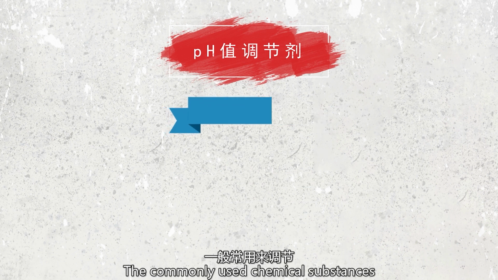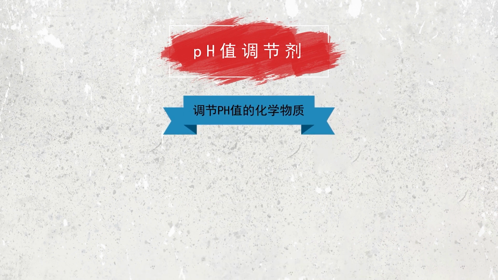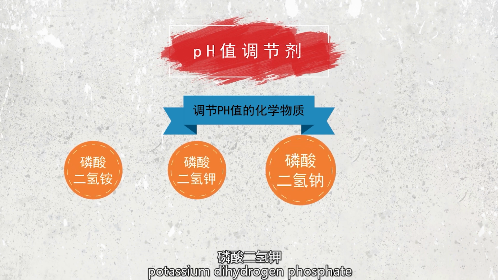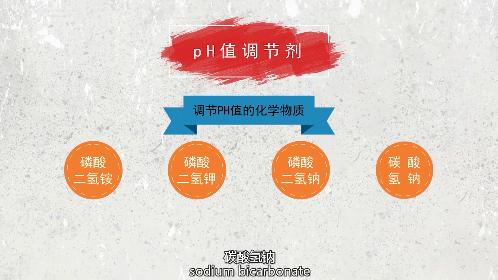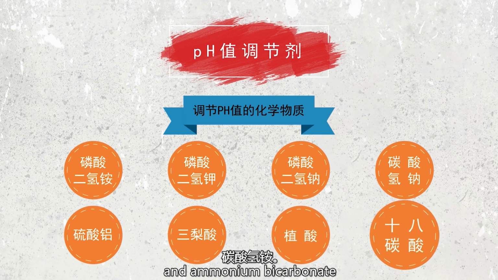The commonly used chemical substances to adjust the pH value include ammonium dihydrogen phosphate, potassium dihydrogen phosphate, sodium dihydrogen phosphate, sodium bicarbonate, potassium bicarbonate, and ammonium bicarbonate.